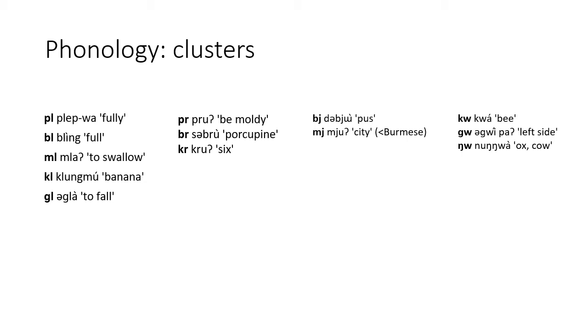You can see here on the slide examples of the different onset clusters that I've found, with l having the most possibilities, r having fewer, and then y having only 2 possibilities found, and then w having 3 possibilities found.